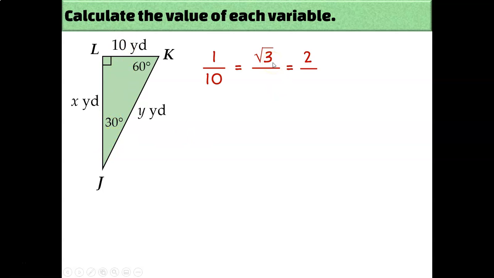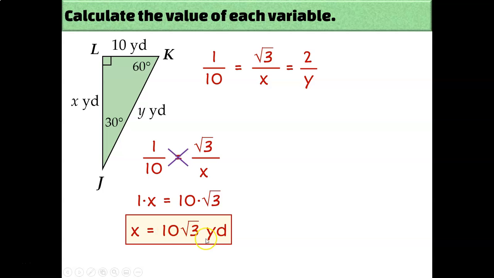Square root of 3 refers to the longer leg, which is x. The longer leg is the leg that is across from the 60-degree angle. And 2 refers to the hypotenuse, which is y. So if I want to solve for x, I'll pick the ratio that has x and the complete ratio, set them equal to each other, and cross multiply and solve. So my answer here is 10 root 3.